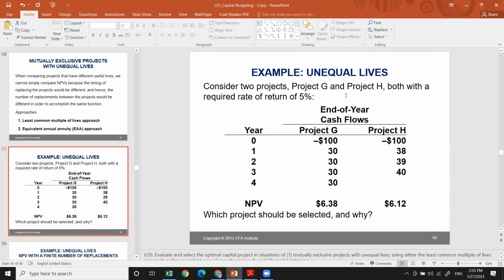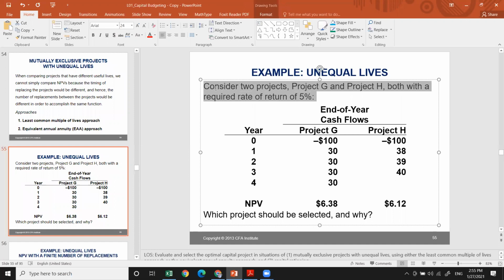Consider two projects, G and H, both with a required rate of return of 5%. One project will last for 4 years, the other one will last for 3 years. And the NPV estimated for both projects are illustrated in here.